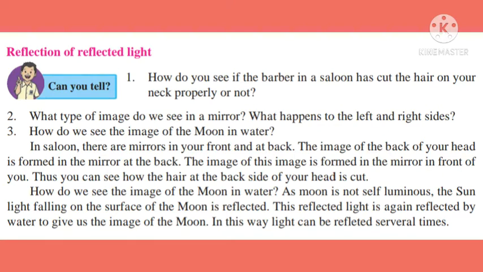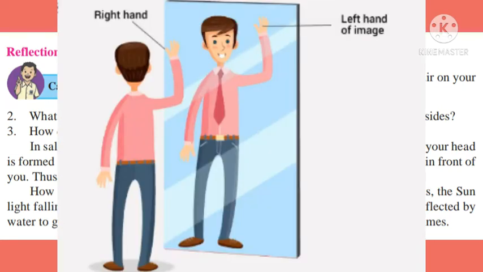Now, what type of image do we see in a mirror? What happens to the left and right sides? The image in a plane mirror is upright, erect, and of the same size as the object, but the left and right sides are interchanged. Our right hand appears to be the left hand in the image, and the left hand appears to be the right hand in the image.